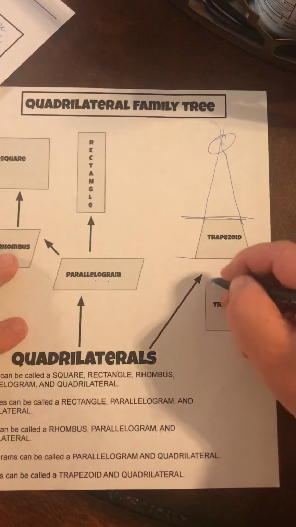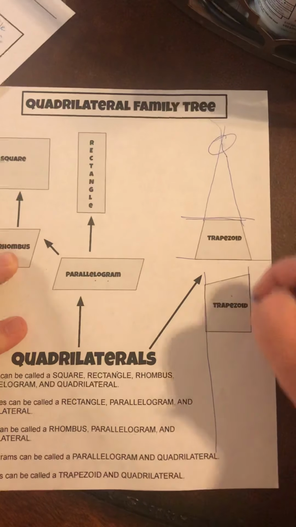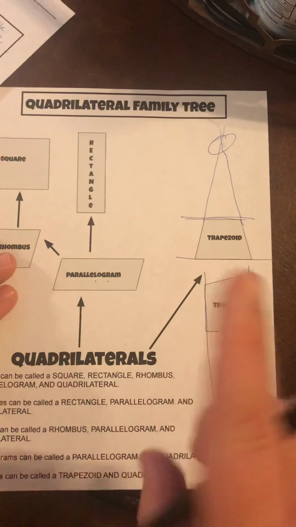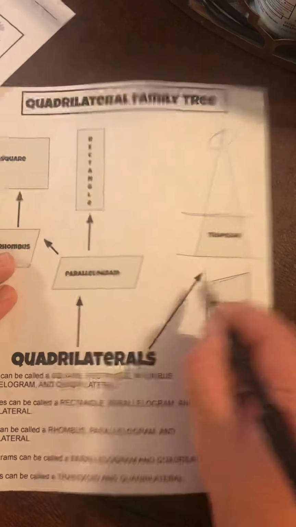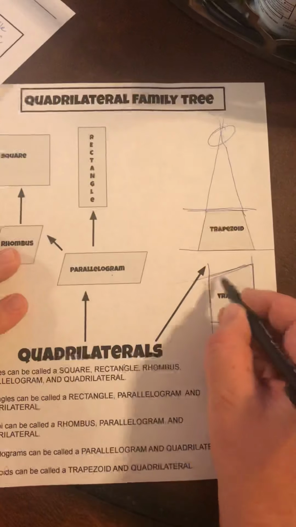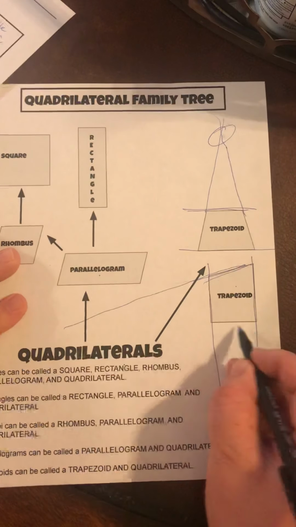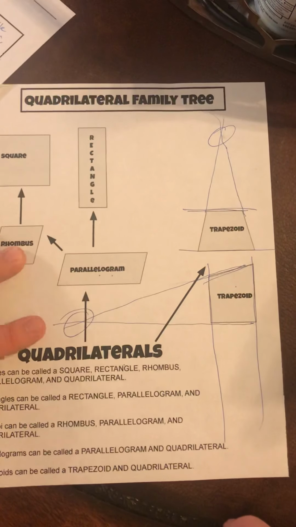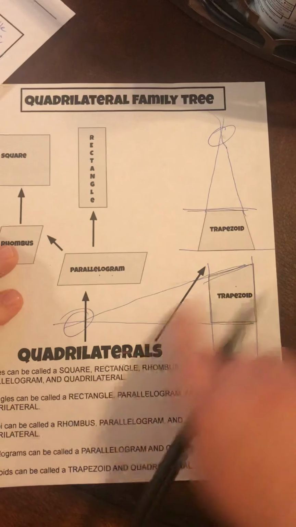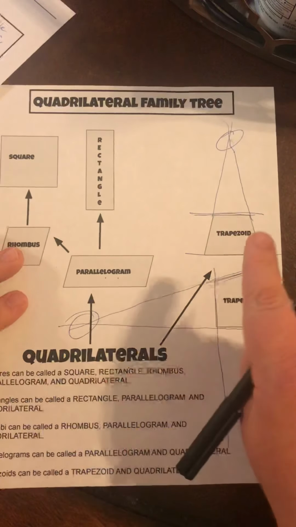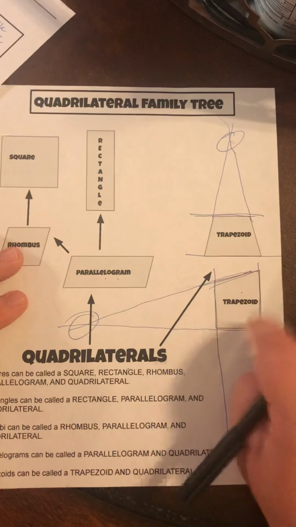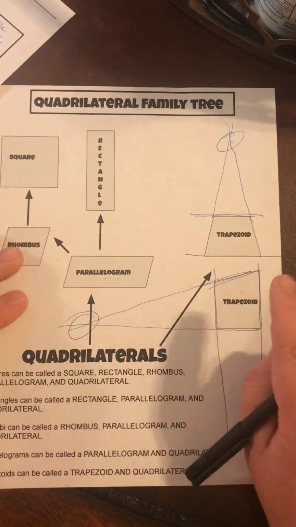So that's the reason why they have one pair. Over here, this line and this line, they never meet. They're parallel. That's one pair. But this line, this line, all right, come on now. This line and this line, eventually they're going to meet. So that's not parallel. So trapezoids only have one pair of parallel lines.